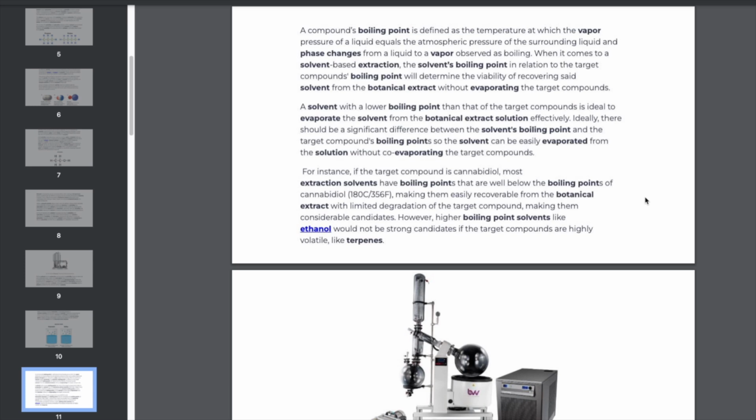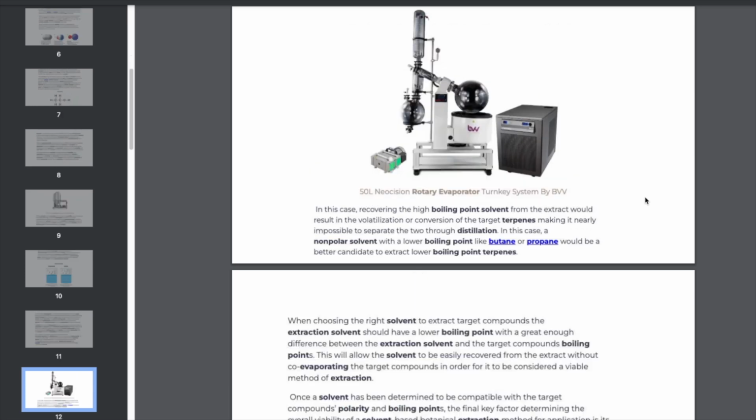For example, terpenes, right? Lower boiling point compound, higher boiling point solvent. You run the risk of co-evaporation. In this case, recovering the high boiling point solvent from the extract would result in the volatilization or conversion of the target terpenes, making it impossible to separate the two through distillation. In this case, a nonpolar solvent with a lower boiling point like butane or propane would be a better candidate to extract lower boiling point terpenes.